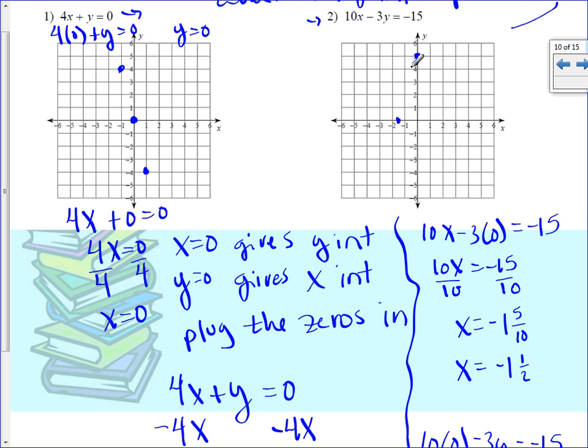So now the question is, how do I get my slope? I know I have to go up 1, 2, 3, 4, 5, and over how many? 1.5. So this makes that little right triangle, right? So I went up 5 and over 1.5. My rise over run.